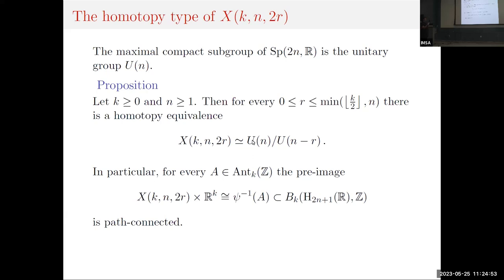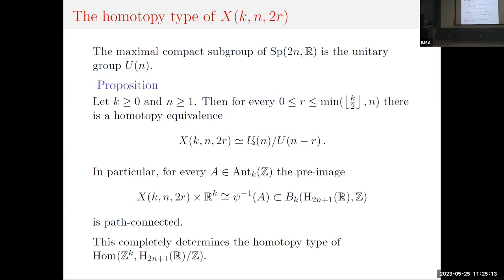Okay, so that's it for the first question, right? So these spaces are all connected, and I told you that the fibers are all homeomorphic to one of these. So all the pre-images are now connected. So this map of order commutators is now injective, and the homotopy type is this cross R^K mod out by the Z^K action, which gives me those tori that I had before.